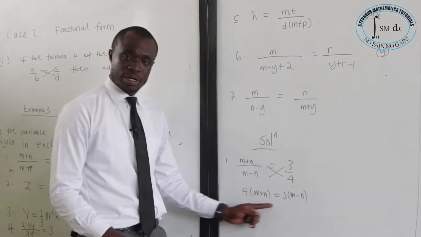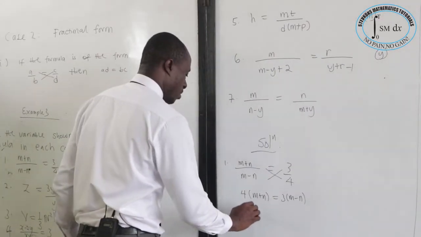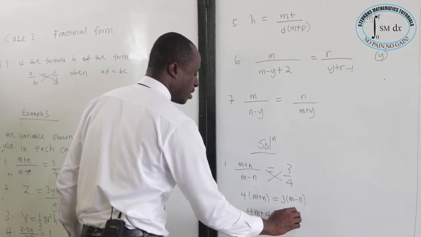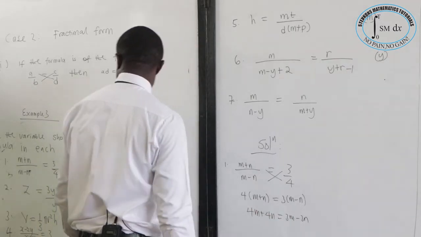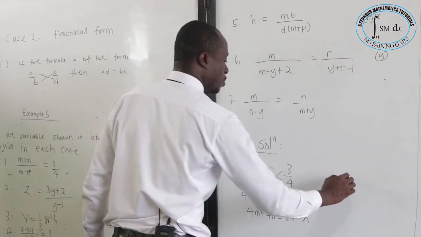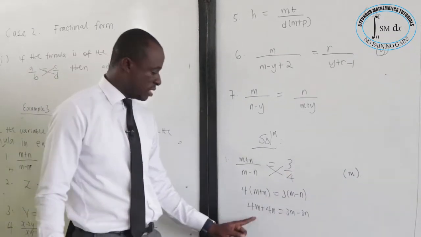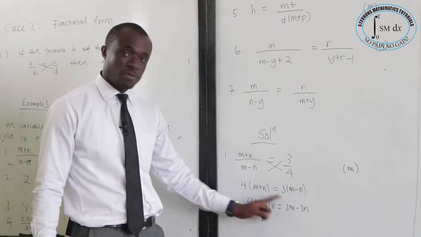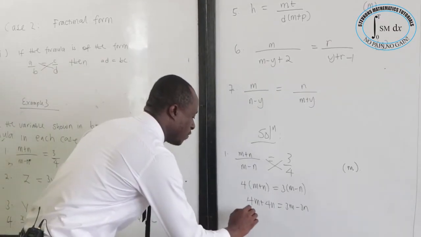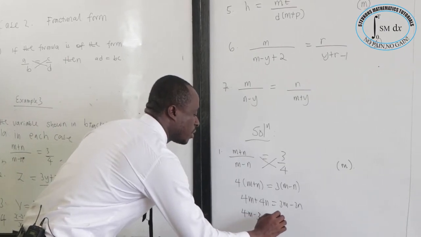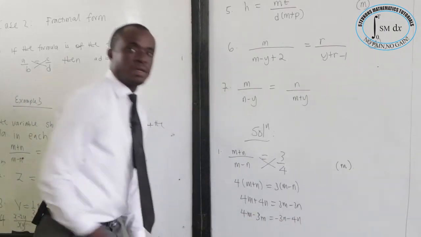Now we have to expand. So you have 4m + 4n = 3m − 3n. Now the first one, what do we want to make the subject? We want to make m the subject. So let's group like terms. This will come here, and then this has to go there. This positive crossing becomes what? Negative. So you have 4m − 3m = −3n − 4n.